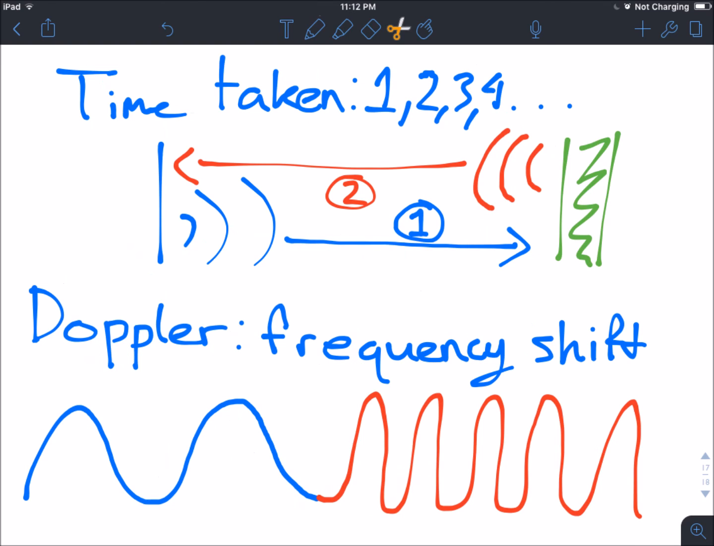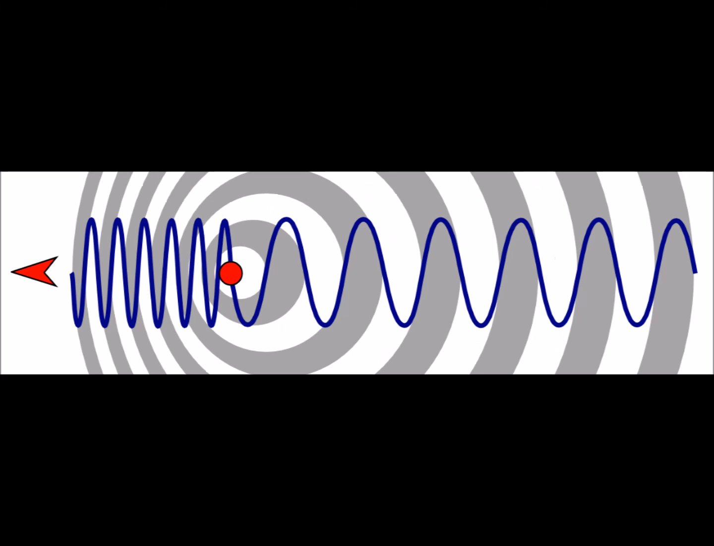The way the Doppler effect connects to this is by measuring not only the time the waves take to come back, but also the shift in frequency as they come back. If you remember the analogy, the closer the wave emitting point gets, the shorter the wavelength and the higher the frequency become, and vice versa if the point is going away.